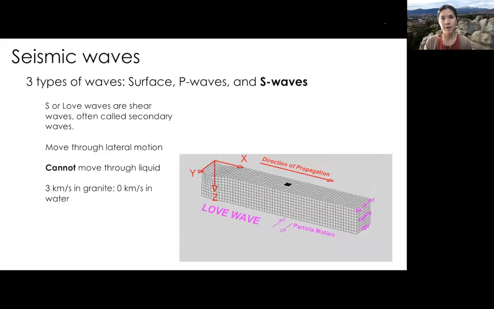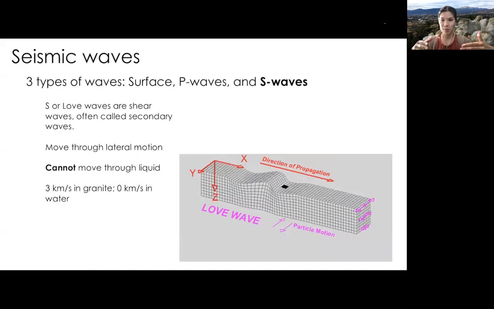The last type of wave are S waves or love waves. These you can also make with your slinky. So if you hold your slinky up with your friend, instead of pushing, just oscillate it up and down, and that's an S wave. So these are shear or secondary waves. And they move through this lateral motion. So you can see that in this GIF really nicely.